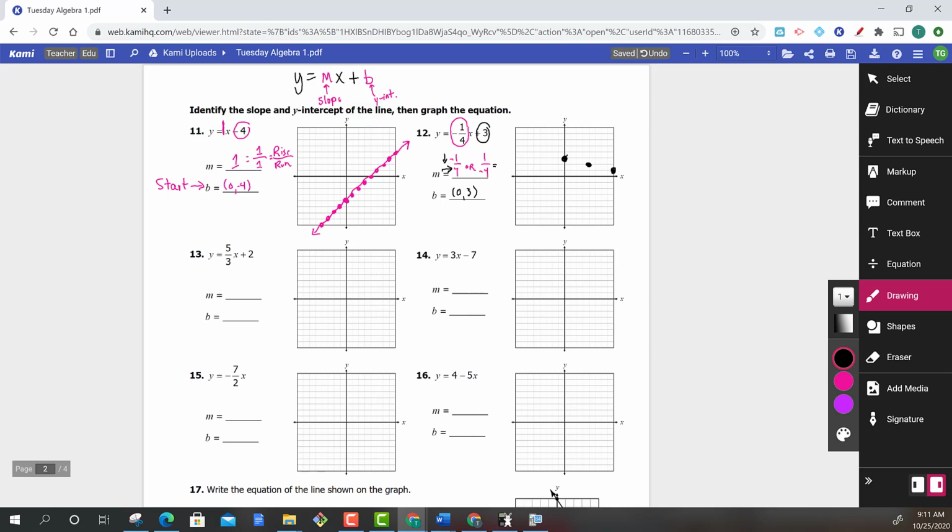And then if we take the slope the other way, the positive 1 over negative 4, positive 1 would be a rise up 1, a negative 4 would be a run left 4. And then graph your line.